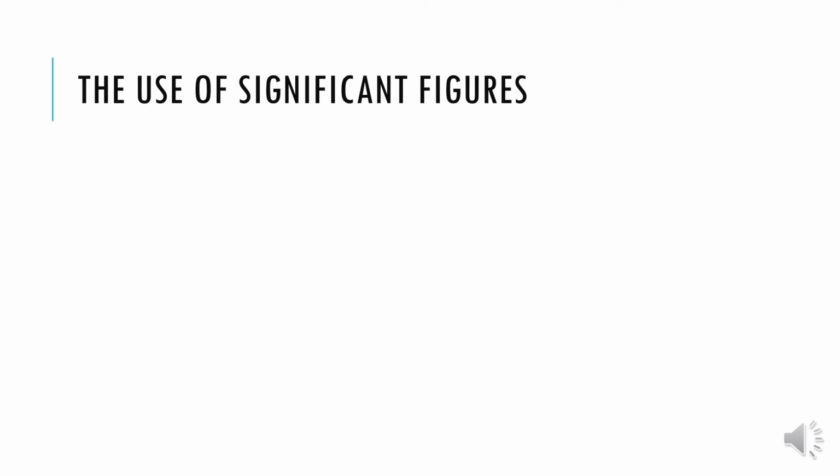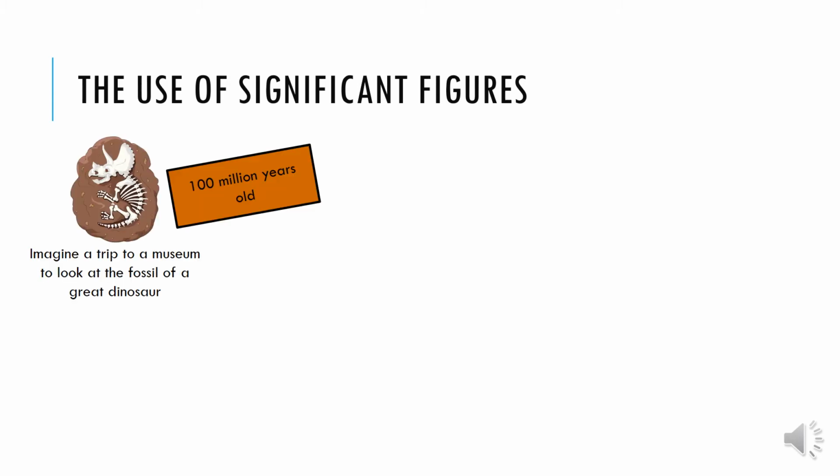So the next thing that I would like to go over in terms of the display of numbers is the use of significant figures. And we're going to take a trip to the museum as an example here. So let's imagine we take a trip to the museum and we see an exhibit which shows the fossil of a great dinosaur. And there's a plaque next to that fossil which tells us that the fossil is 100 million years old.